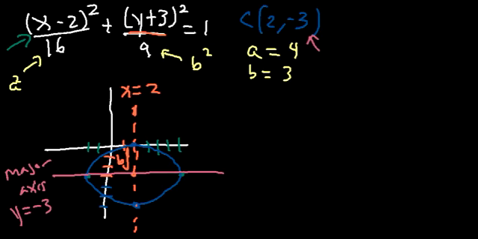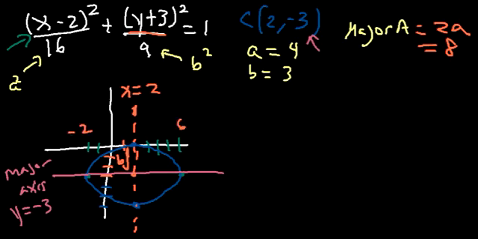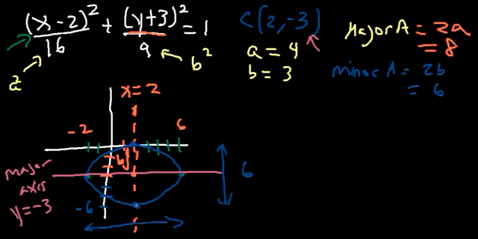The length of the major axis is equal to 2a, twice the value of a. And since a is 4, it's 8 units. So this is 6, this is -2. They differ by 8 units. And the length of the minor axis is twice the value of b. And so b is 3, so it's 6. This is -6 here, and y is 0 at this point. So you can see this is a distance of 6, and here we have a distance of 8.